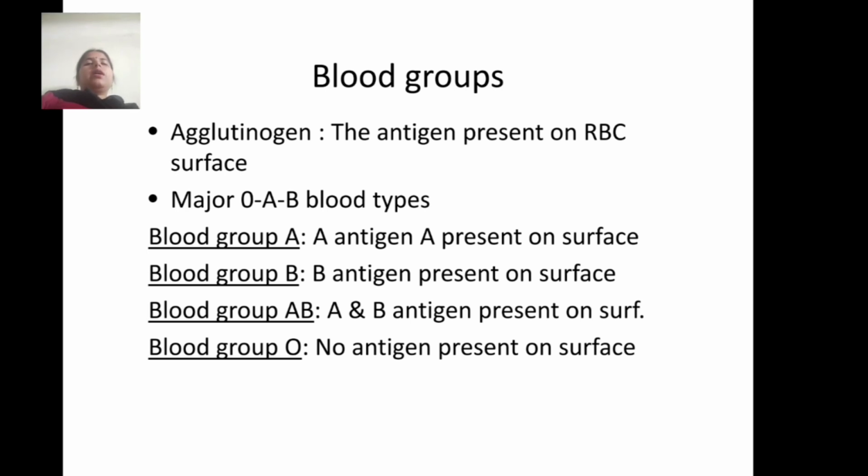Blood groups. Agglutinogen, the antigen present on the RBC surface, determines the O, A, B blood types. Blood group A: A antigen is present on the surface. Blood group B: in this, B antigen is present on the surface, and in AB, both A and B antigens are present on the surface. Blood group O: no antigen is present on the surface.